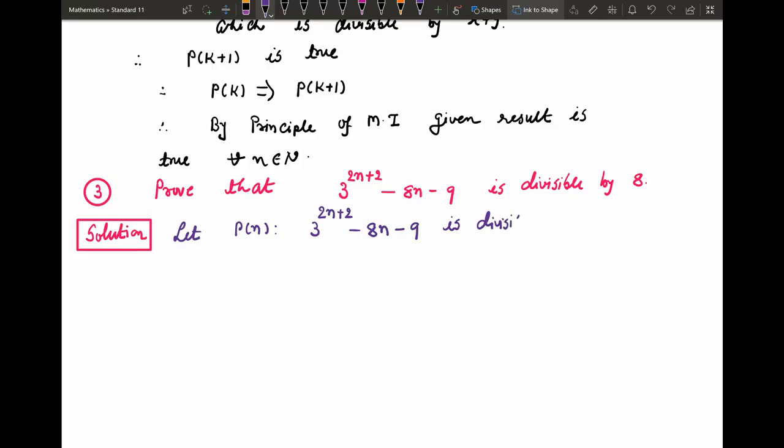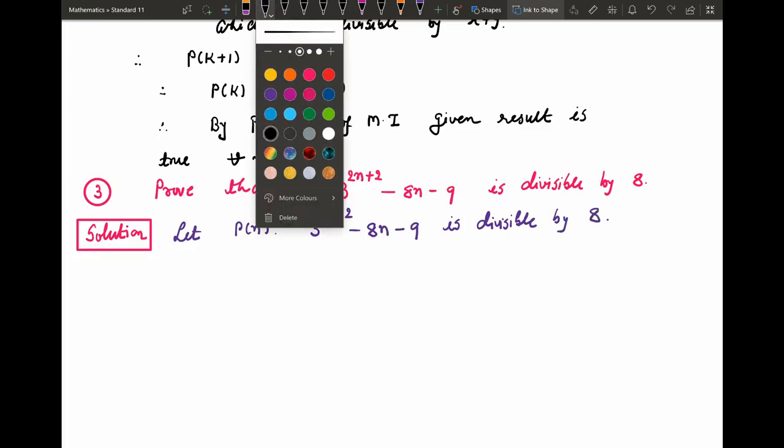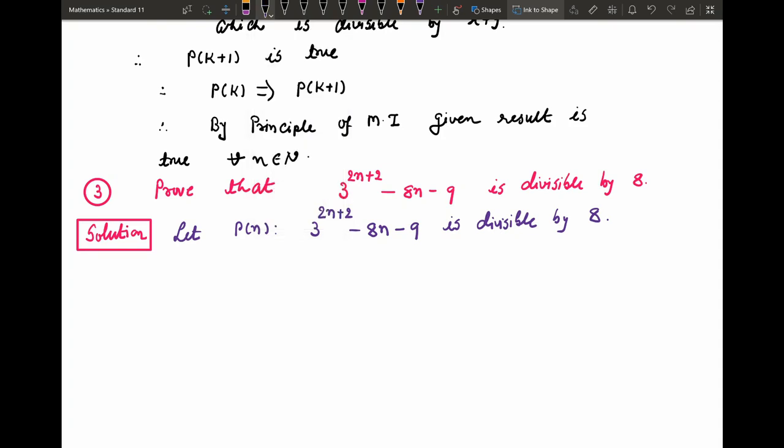is divisible by 8. Now step 1, first prove the result is true for n equal to 1. Then suppose the result is true for n equal to k. Using it, prove the result for the consecutive integer k plus 1. Then the result will be true for all n belonging to the set of natural numbers.